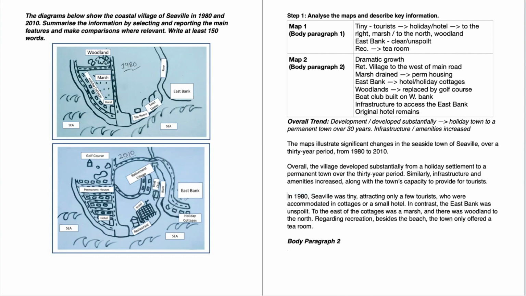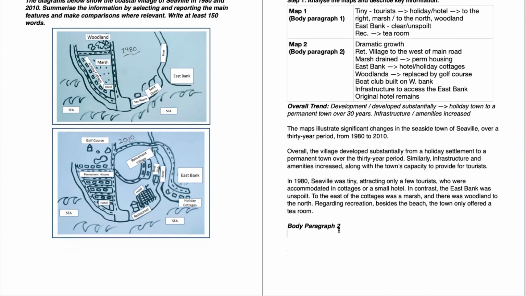So I can go ahead and scroll down a bit so we can look at body paragraph 2, our last paragraph. And remember, we do have a little bit more to write in terms of all these details. Let's start writing. I'm going to say, however, because this is a contrasting theme here, the village had grown dramatically by 2010. So remember, I am talking about something in the past, so I'll need the past perfect. We'll talk about this later. Retirement villages had been built to the west of the main road, just like we saw here.